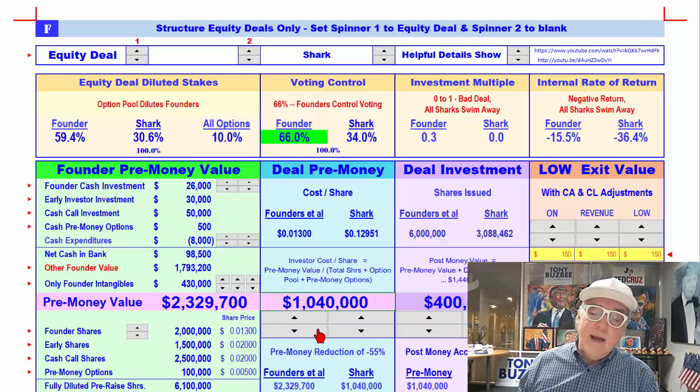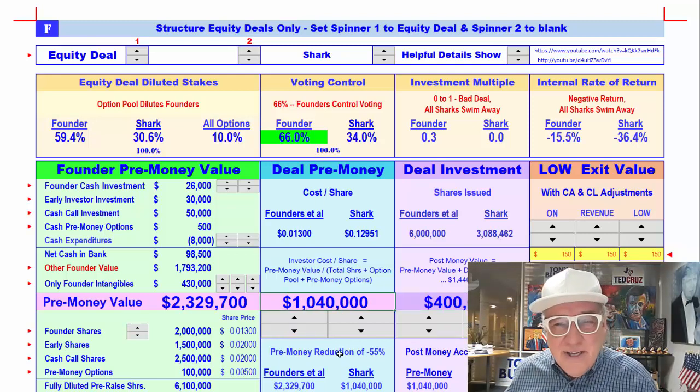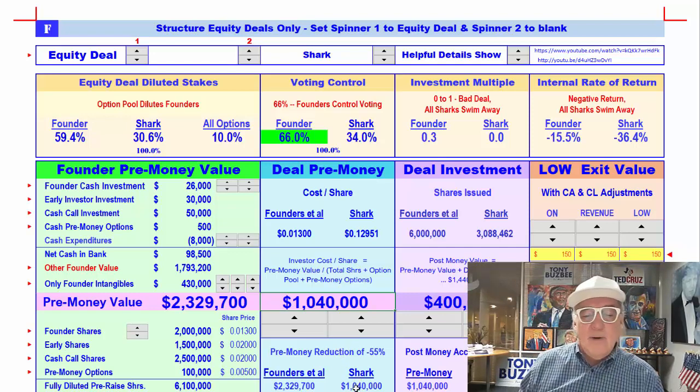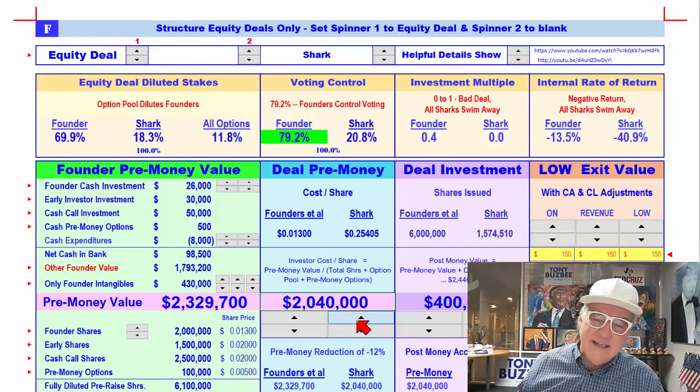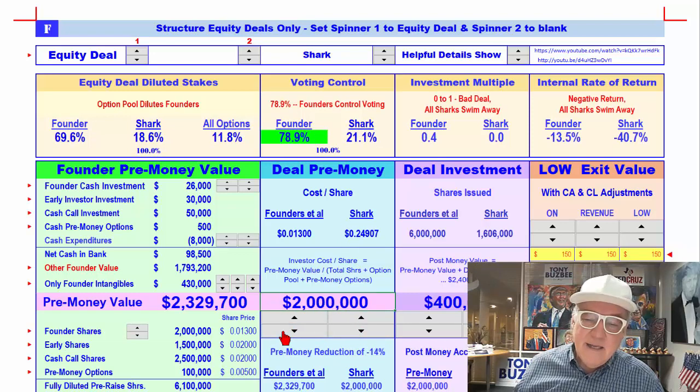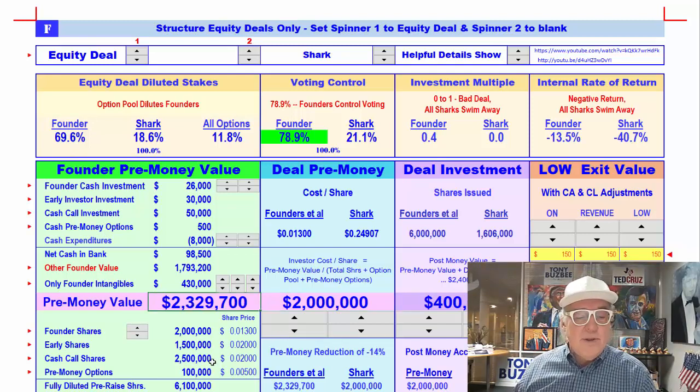And now the issue is, what's the investor going to think you're worth? Well, he's going to look at this. He's going to look at everything. He's going to say, I don't know, you're kind of young. And I might give you a $2 million valuation. Hey, it's not so bad. Not too far away from what you thought you were worth.